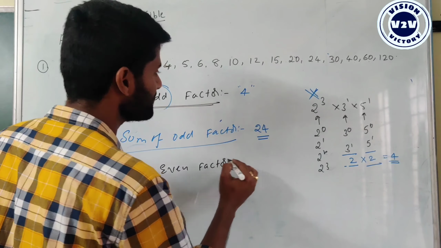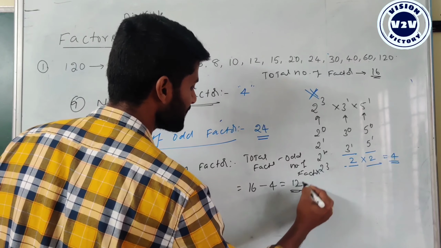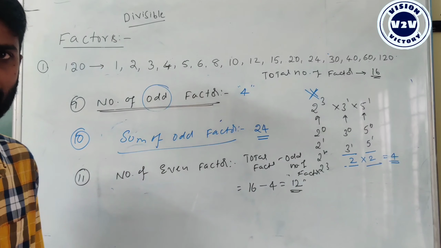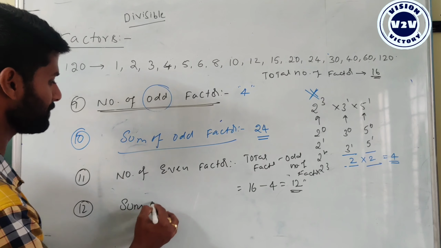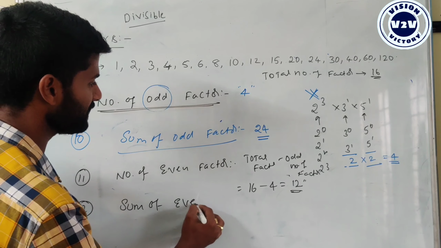It means the total factors is subtracted by the odd number of factors, then we get the even number directly. The total number of factors here is 16, the total number of odd factors is 4, and the total number of even factors is 12 only. And same model, for example, find the sum of even factors.